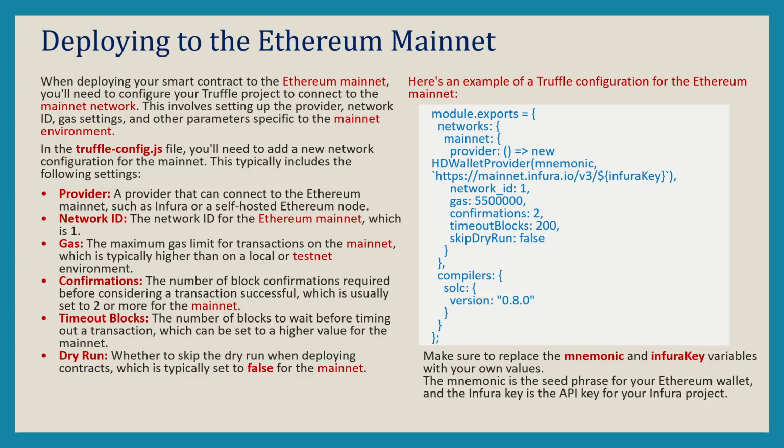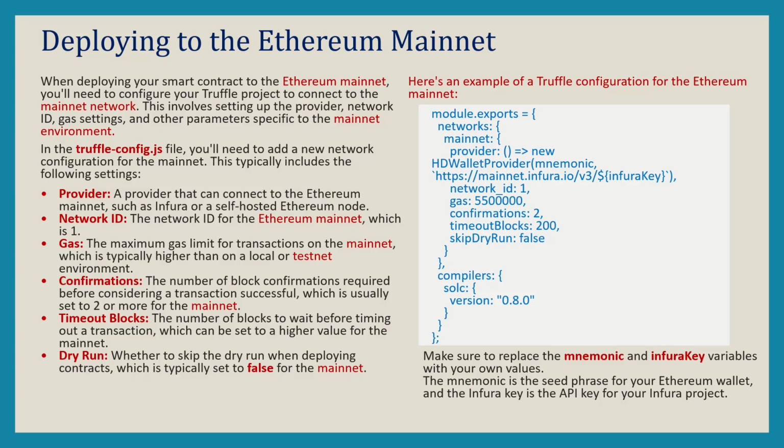Next, you have to specify the maximum gas limit for transactions on the mainnet, which is typically higher than on a local or testnet environment. What you deploy on your mainnet, everyone can see and interact with your contract. What you put on the testnet or your personal environment, only you can see, or a very specific number of people can see it. Then confirmations: the number of block confirmations required before considering a transaction successful, which is usually set to 2 or more for the mainnet.